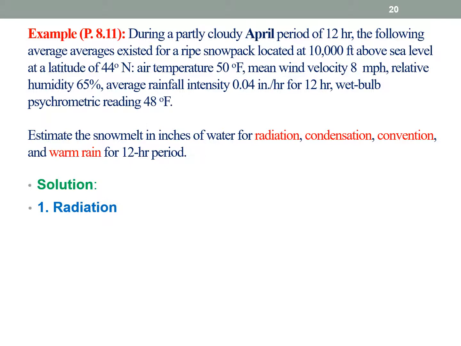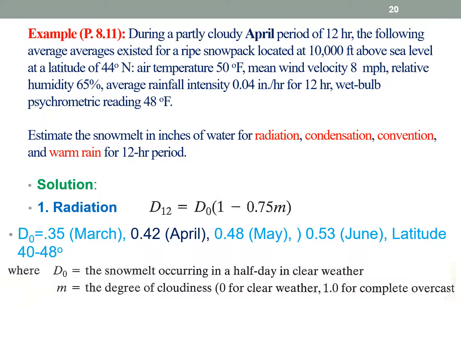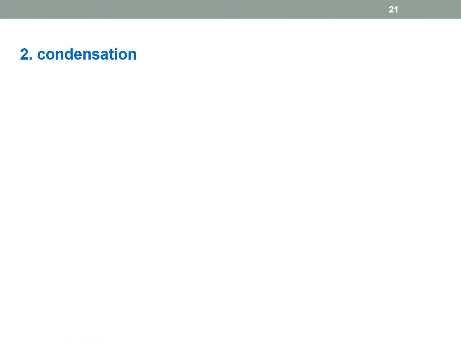So first is radiation. The formula for radiation is D12 equals I-initial times (1 minus 0.75 times m). Again, the problem is asking for a partly cloudy April, so the initial value for April is 0.42. The initial is the normal occurring in a half day in clear weather, and m is the degree of cloudiness. So here D12 will be 0.42, same as the previous problem, times (1 minus 0.75 times 0.5). Why 0.5? Because it says partly cloudy, so we consider 0.5. 0 is for clear weather, 1 is for complete overcast, so we consider half.